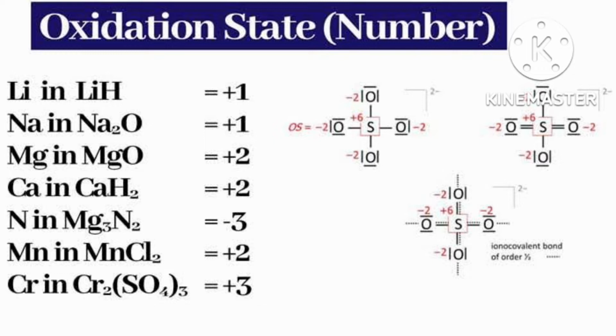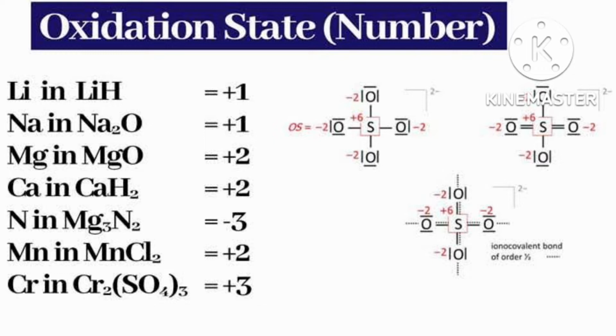Here first I will try to discuss periodicity trends in chemical properties. Then the first property, periodicity of valence or oxidation states, that I am going to discuss. Periodicity of valence or oxidation states.